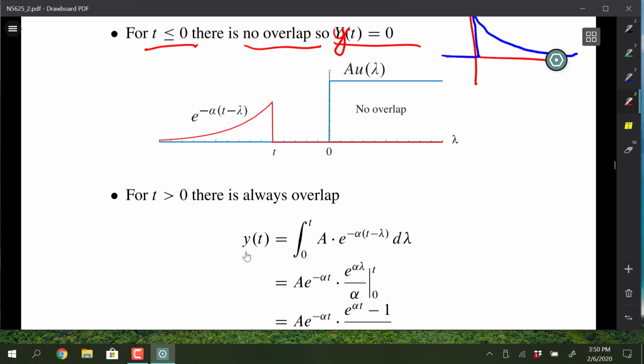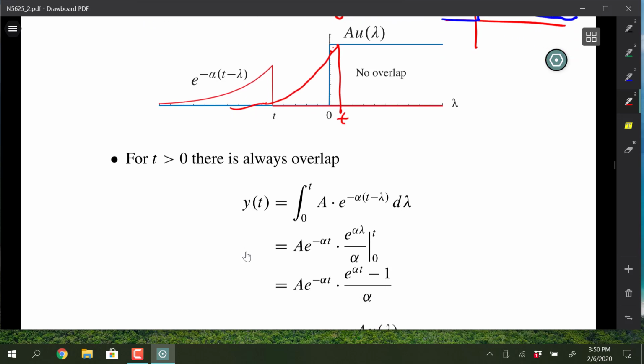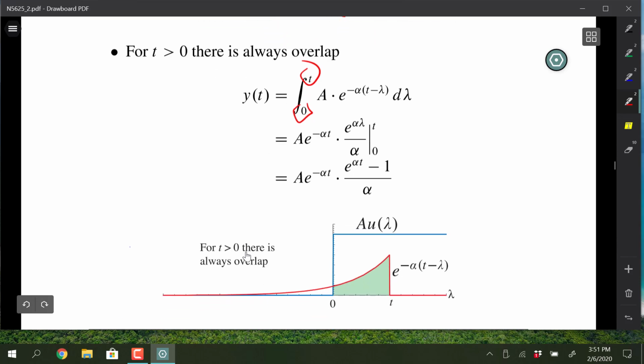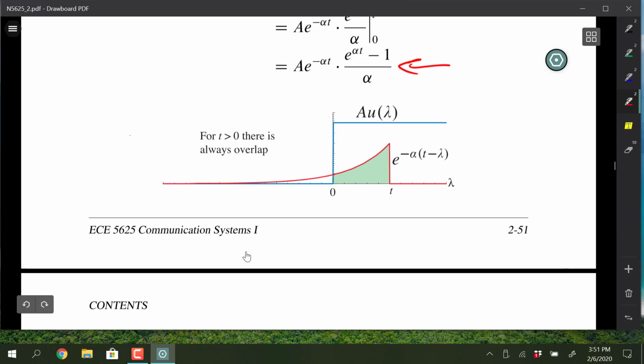Then as I bring this guy up so that there is some partial overlap, for t greater than 0, now I know that my limits are going to be when the product of the two waveforms is non-zero, and that sets the limits to go from 0 to t, and then I just integrate whatever I have in my integrand. I'm good to go there. Integrate that out, and I get the answer that I have given here for what y is doing for t greater than 0.